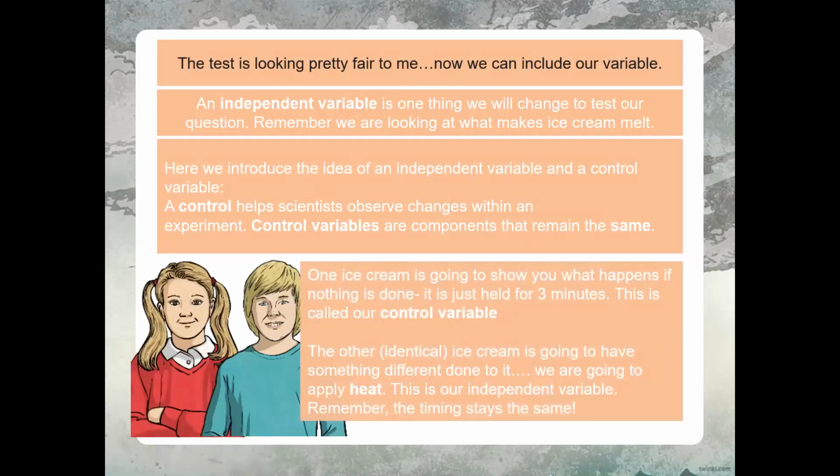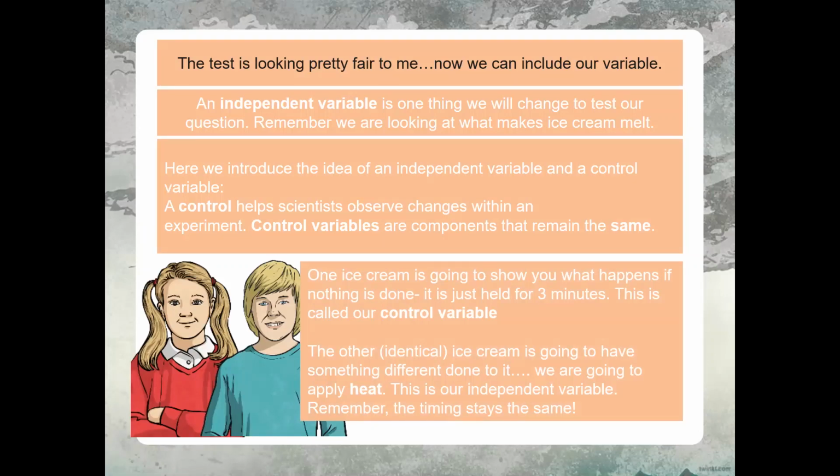An independent variable is one thing we will change to test our question. Remember, we are looking at what makes ice cream melt. Well, if two people stood next to each other holding exactly the same ice cream for 3 minutes, chances are the exact same amount will happen. We already know that ice cream will melt out of a freezer, but we want to know what else will make it melt. Here we introduce the idea of an independent variable and a control variable.